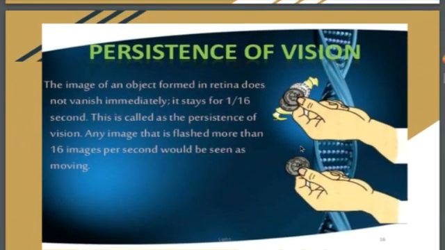Whatever we see, this image is seen in our eye for 1/16th second. This we call persistence of vision. The image of an object formed in the retina does not vanish immediately. It stays for 1/16 second. This is called persistence of vision. Any image that is flashed at more than 16 images per second would be seen as moving. This phenomenon is what we use in watching TV, cinemas and all.